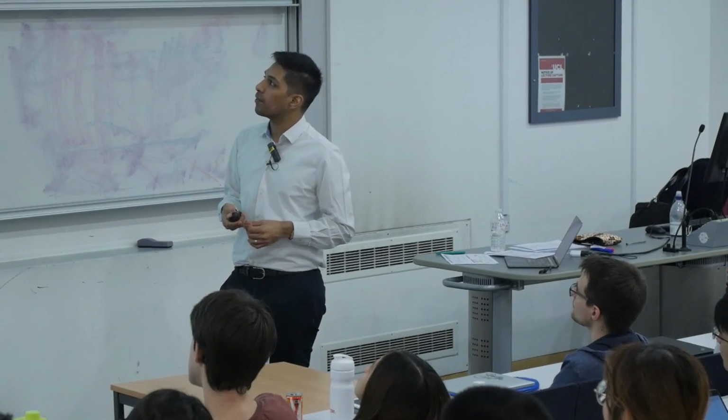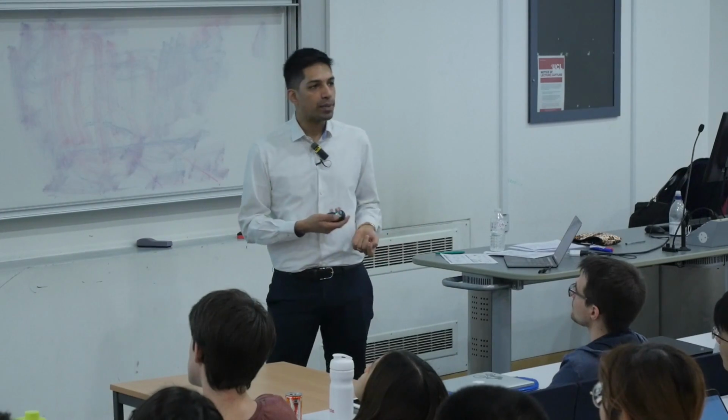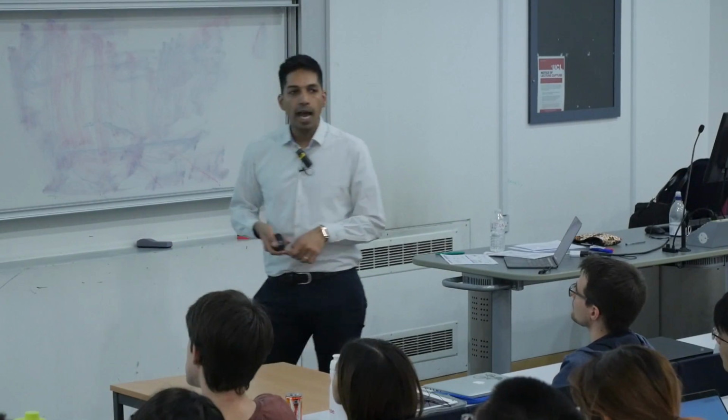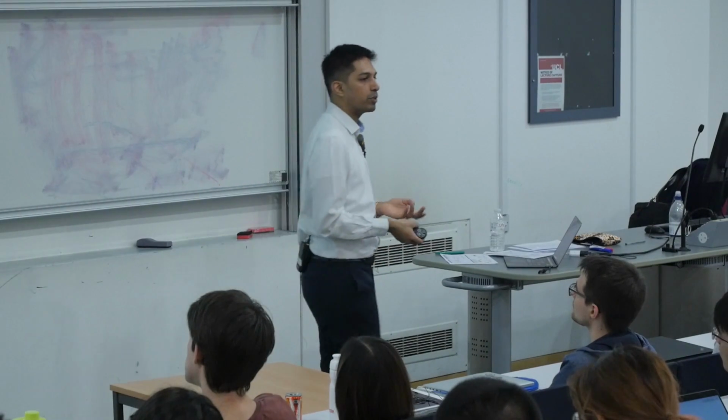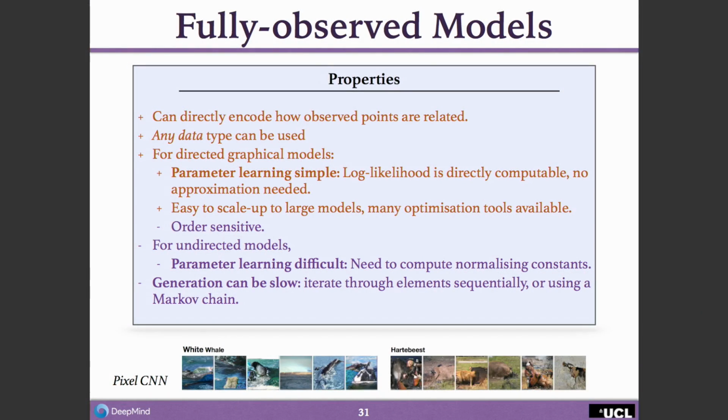So fully observed models have several properties. As I said, because they are fully observed, they directly encode how data points are observed in the world, which means you don't need to make too many assumptions about what's going on. Any data type can be used, whether it's discrete or continuous or even mixed. And if you're building a directed graphical model like the graphs that I was just showing where there's an arrow of dependency, then parameter learning is going to be very simple. You can write out the log likelihood that we wrote before, and then you just need to take simply the gradient, and that is the easiest thing you can do. You know the log likelihood exactly, and you can do that fast, and you can scale this up to very large models, and you have lots of different kinds of optimization and lots of different applications over time.